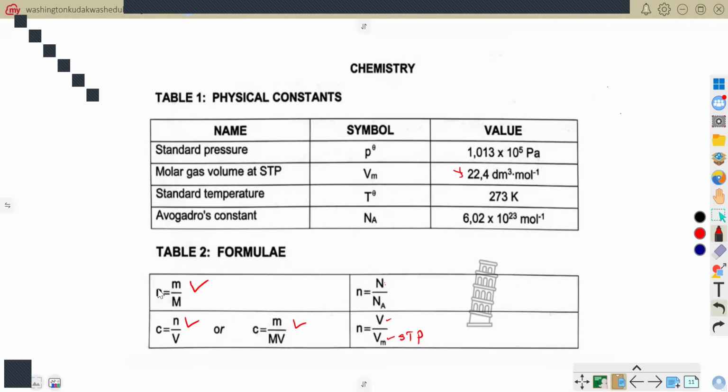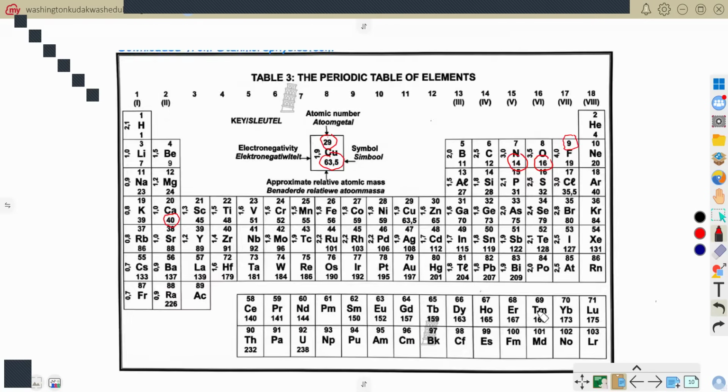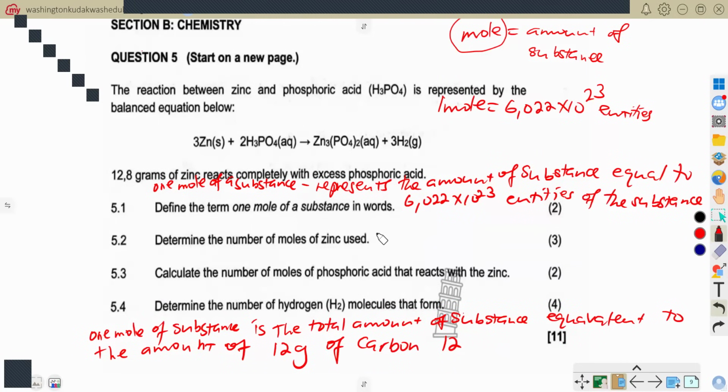So now we are looking for the number of moles. It will be given by the mass of that substance divided by the molar mass. So we will choose that equation. We would say the number of moles for zinc will be equal to the mass of zinc given over the molar mass of zinc. And then we now need to find the molar mass of zinc.